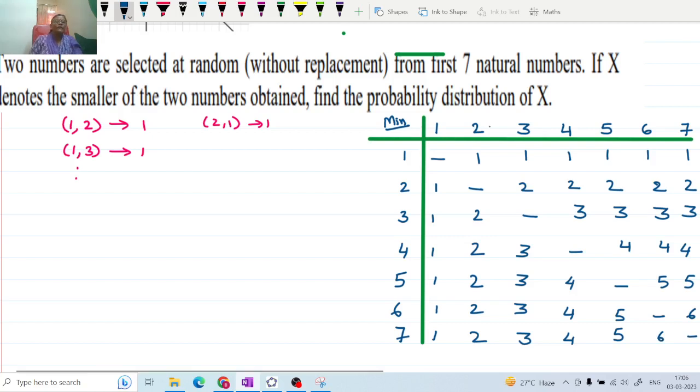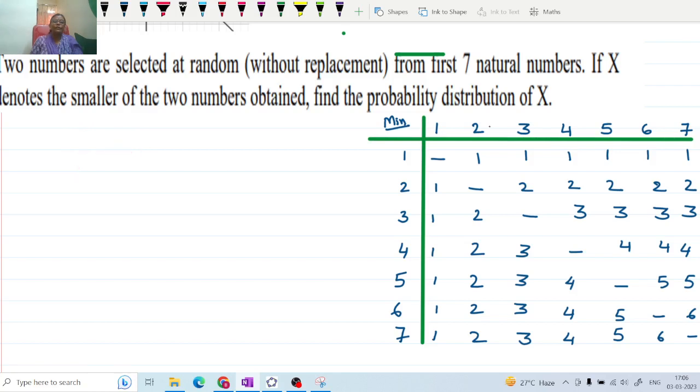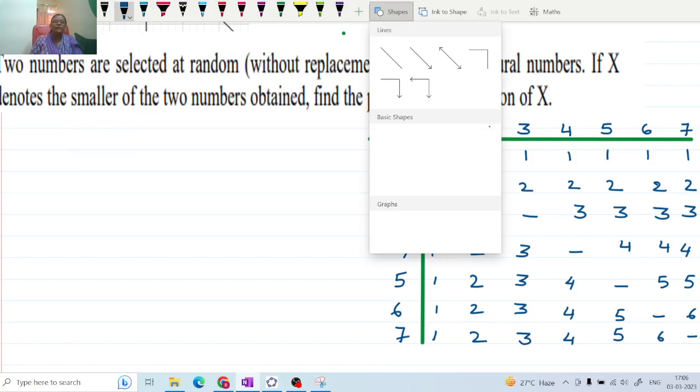So what will be the random variable? X. What does X stand for? For the probability distribution, we require the table. So again, we'll have to make a table. So we'll make this table.